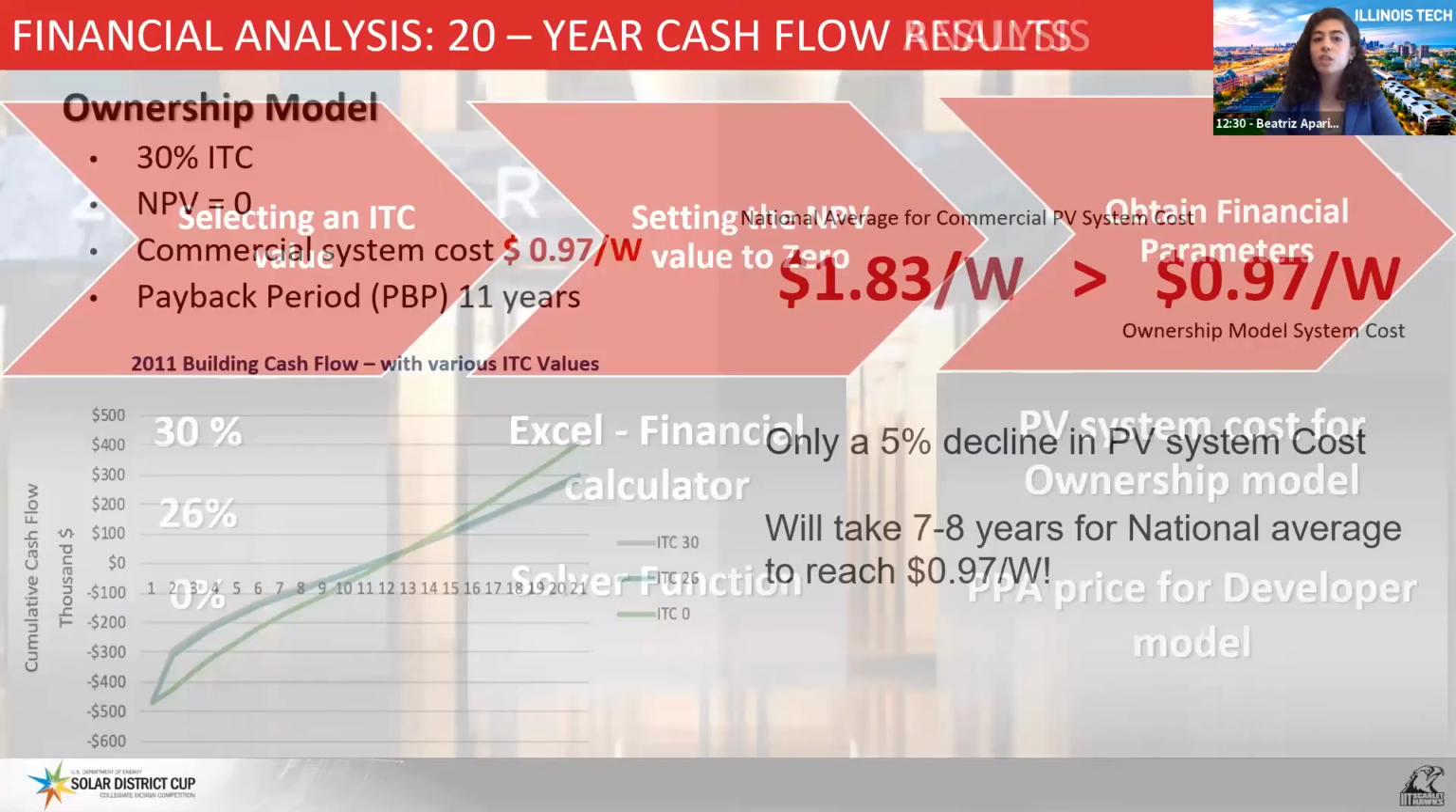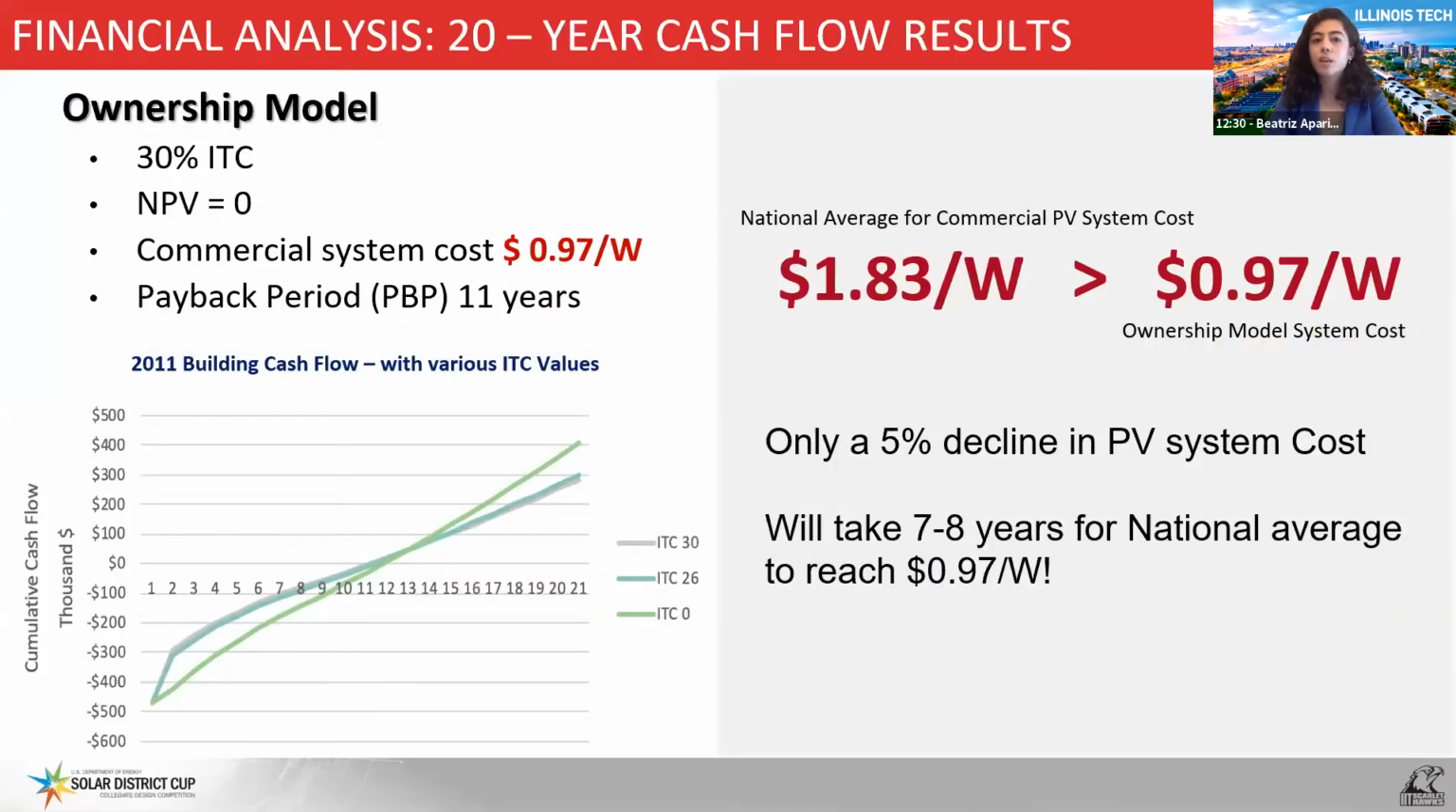Next. For the ownership model, the required total system cost solves to 97 cents per watt for an 11-year payback period. This is 50% lower than the current national commercial PV system cost, making it infeasible due to the limited decline observed in the trend line shown before.